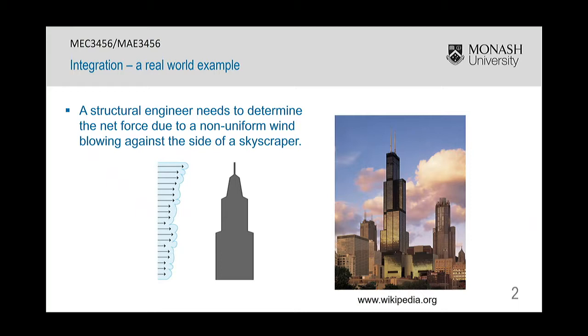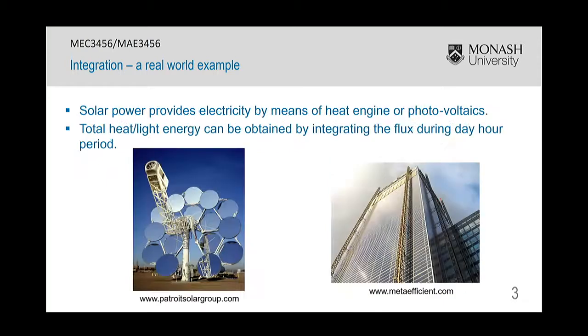If we have a large building which sticks up right into the Earth's atmospheric boundary layer, we're going to have very large wind forces, and these wind forces are going to depend on the velocity of the wind, and that changes with elevation. So in order to determine the wind force, we're going to need to estimate what the velocity is at different heights and integrate that over the faces of the building.